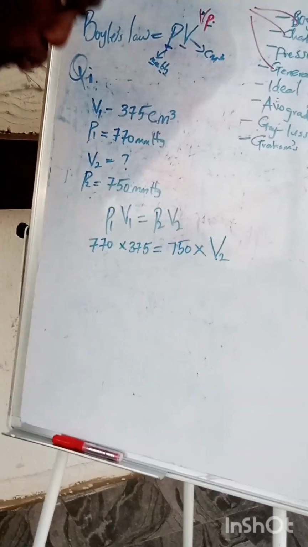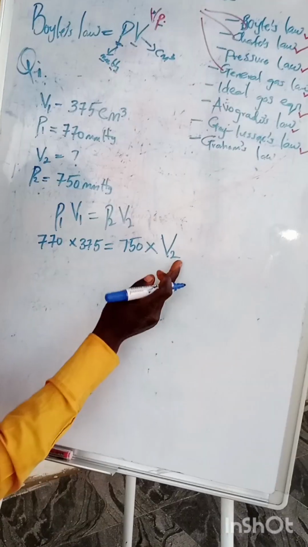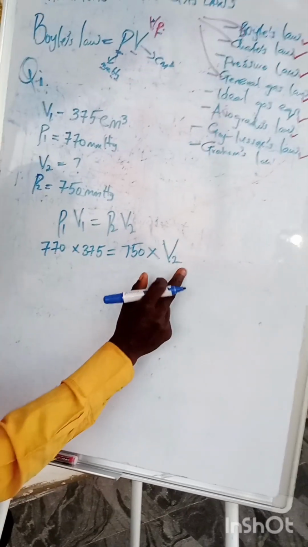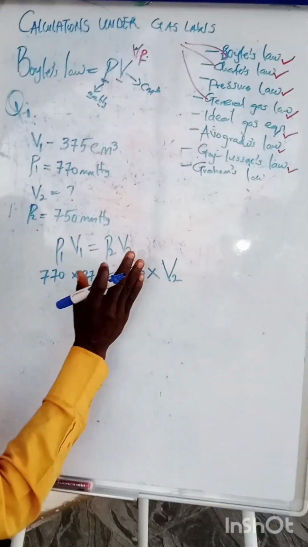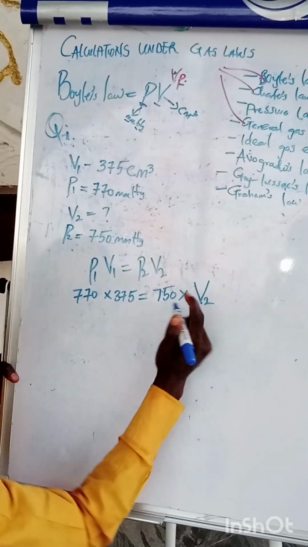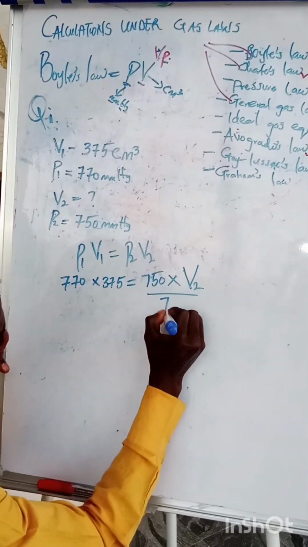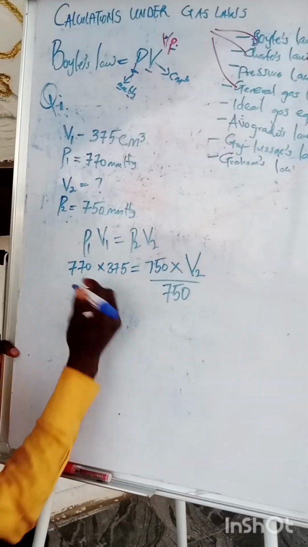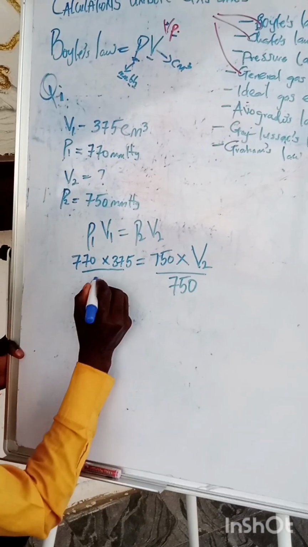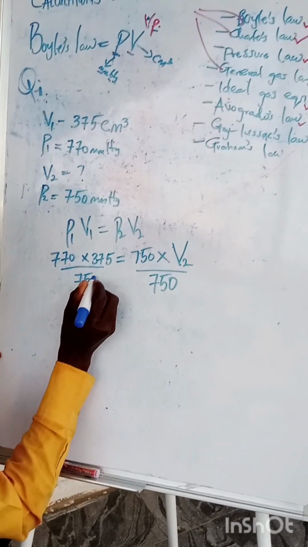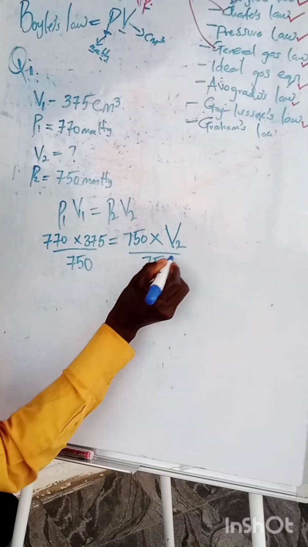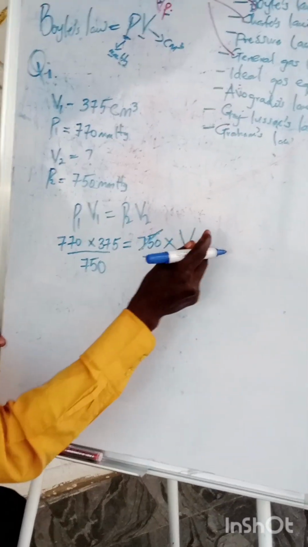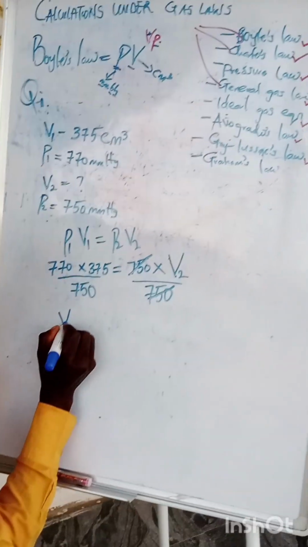Then what you now do here. So this one we have 750 times V2. So you put your hand on what? On V2. Then you divide by the one at the back of what you are looking for. I don't need to explain this one now. You know this one now. So this one will be over 750. Then if this one cancels this one out, we get our value of V2.